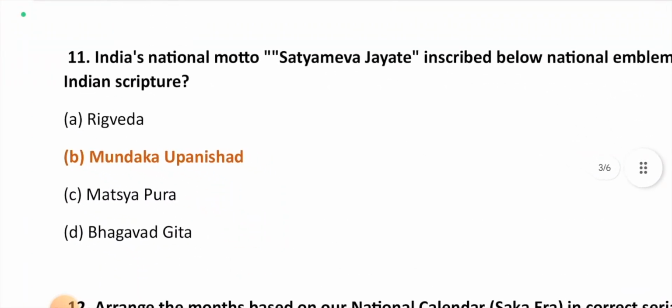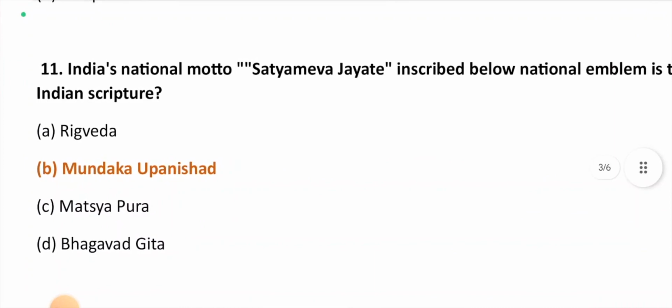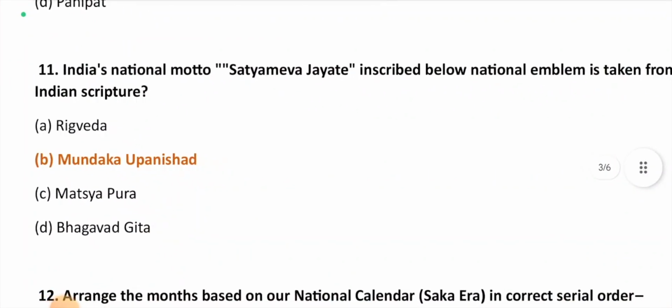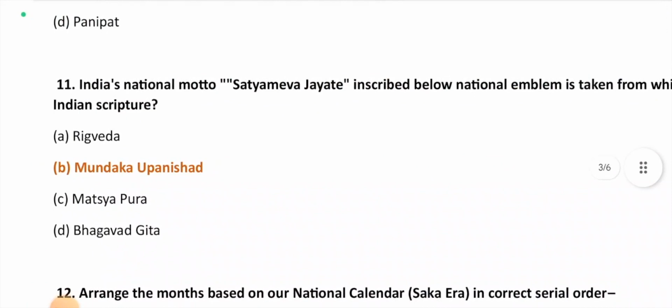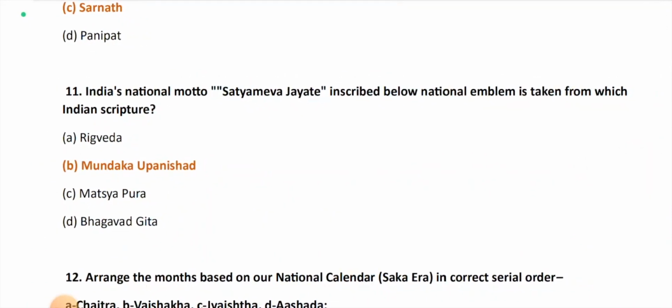11th one, India's national motto, Satyameva Jayate, inscribed below the national emblem, is taken from which Indian scripture? Option B, Mundaka Upanishad. Satyameva Jayate is taken from the ancient scripture Mundaka Upanishad.